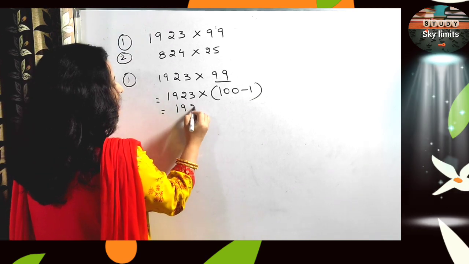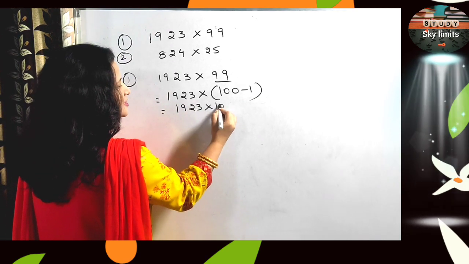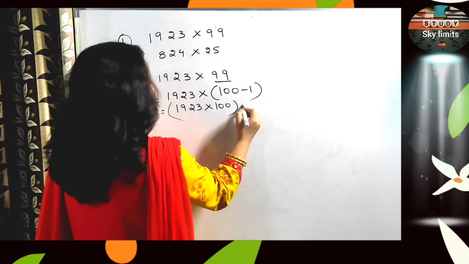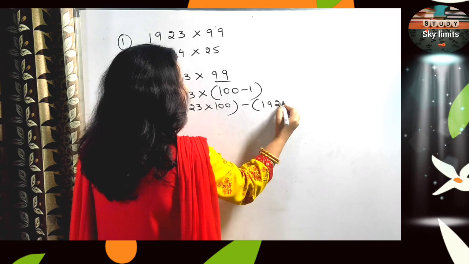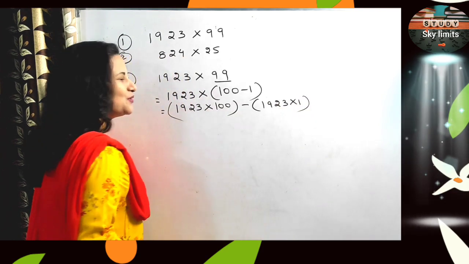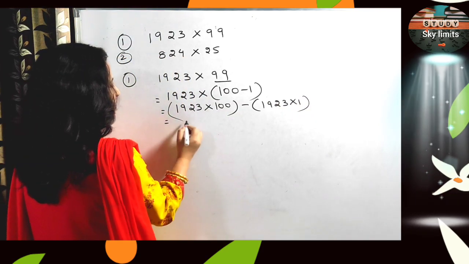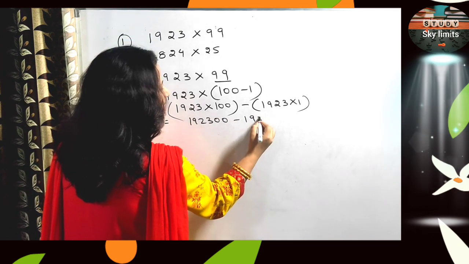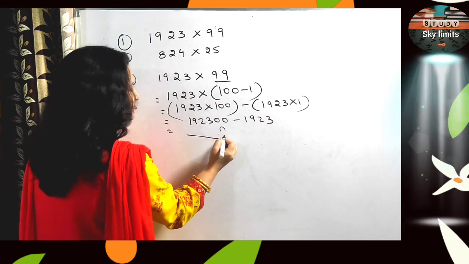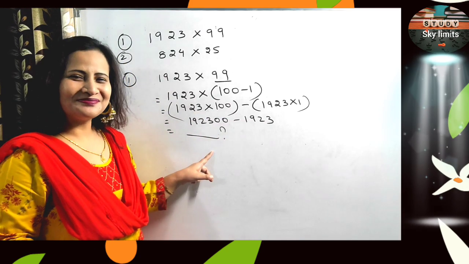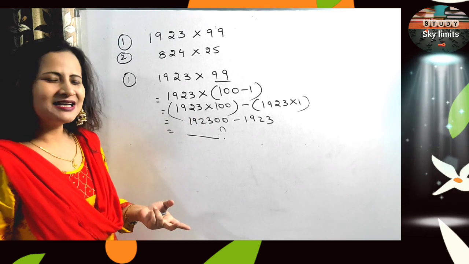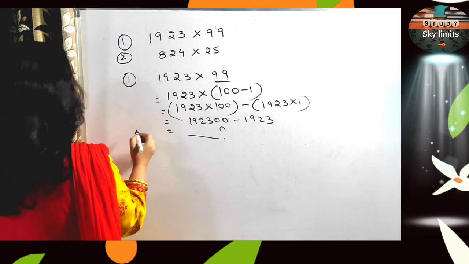So 1923 is first multiplied by 100. Then you have the minus sign. 1923 is then multiplied by 1. So now, easily you can write down minus 1923, and after this you can solve. Simply as you're subtracting. Okay, let's come to the next question.